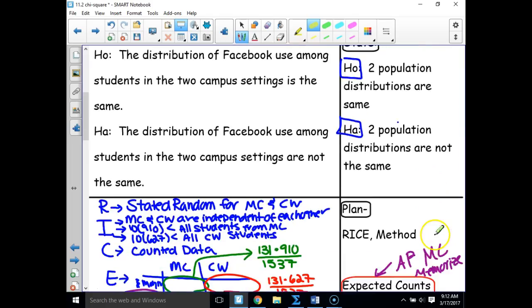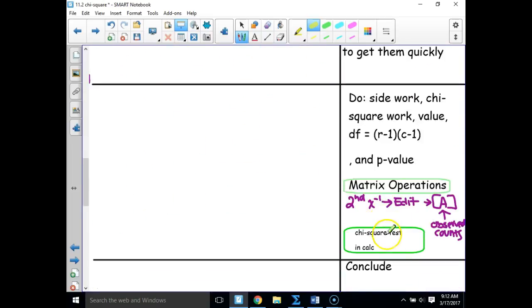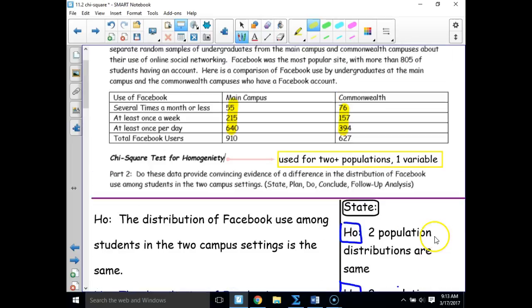I showed you how to get into your matrix editor by hitting second, x to the negative first, arrow over to edit, go to A and put in your 3x2 matrix. Watch out for the totals here. You do not want to enter in your totals. So it was a 3x2 matrix. These numbers should be entered in. You're never entering in proportions. Chi-squared is all about counts. Do we all have that entered in now? And are we ready to proceed?